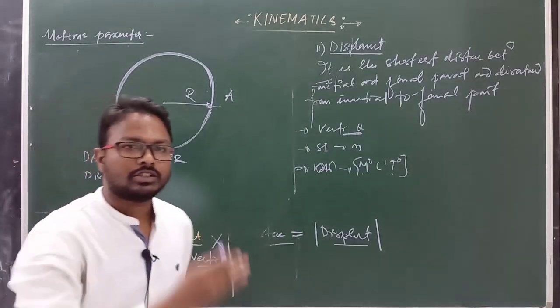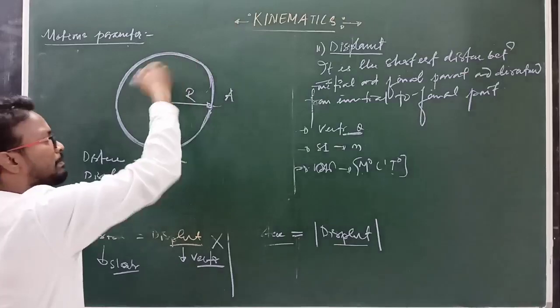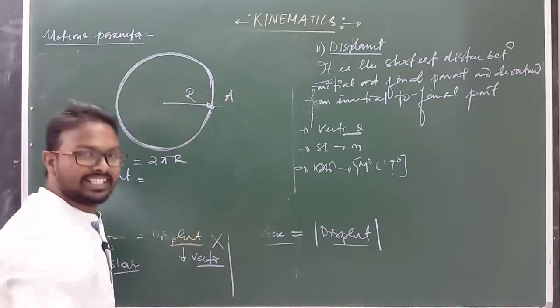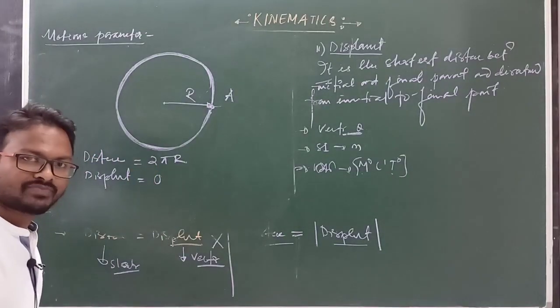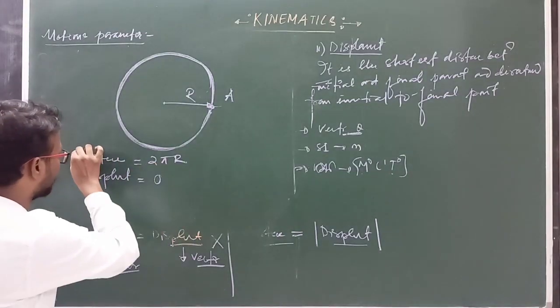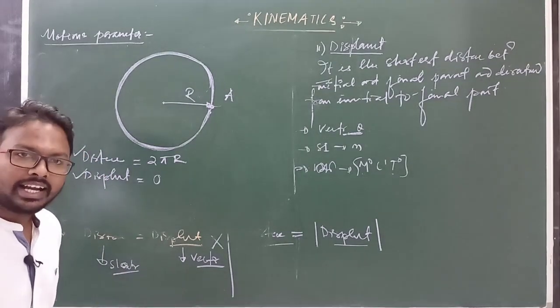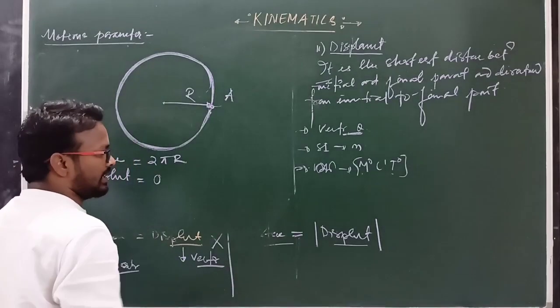Displacement is always the shortest distance between two points, from initial point to final point, and where the initial and final points coincide with each other, at that time displacement is 0. Clear? So these are the differences between displacement and distance. Clear? Okay, another question you can write.